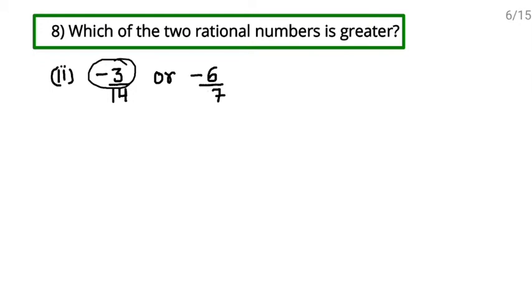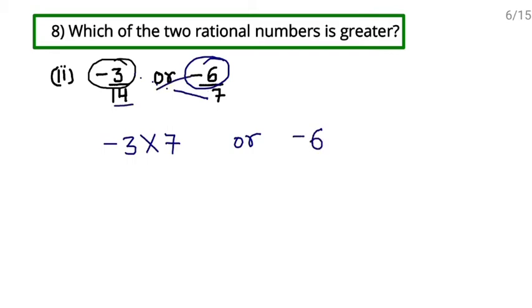So write this numerator, minus 3. It will be multiplied by the 7. Now write this numerator, minus 6. It will be multiplied by this 14. 7 3's are 21 of minus sign. 14 6's are 84 of minus sign.